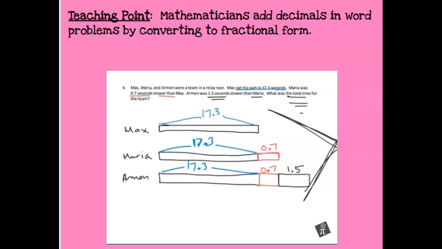And this piece is also 17.3. So if we need to know the total time, that means we're going to have to find some way, and parents and teachers, I'm going to leave it up to you, but for our students to add 17.3 plus another 17.3 plus another 17.3, that takes care of all of these, plus a 0.7 plus another 0.7, that takes care of these, plus a 1.5, and that takes care of this guy right here. So we have to add up 1, 2, 3, 4, 5, 6 decimals in order to get our total time.